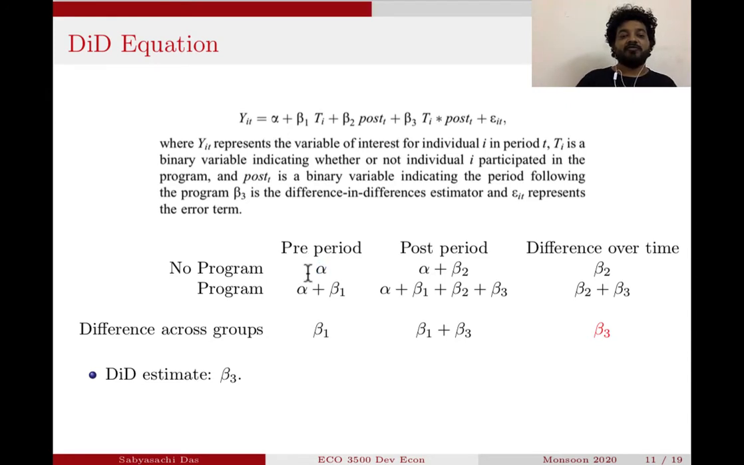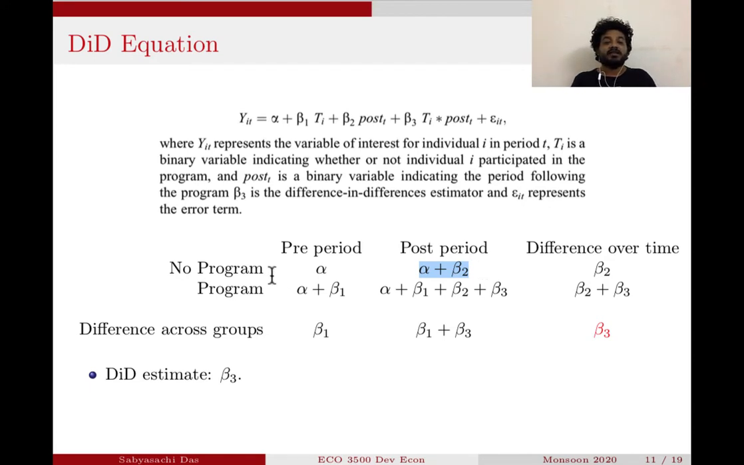So alpha is the value of your outcome variable, which is, say, in this case, savings, for the control group. So these are the no program group. So the program is basically, say, the intervention. So bank branch opening or immunization program. So for the no program group, the control group in the pre-period, the average value is alpha. In the post-period, the same group, so TI remains 0, but in the post-period, post becomes 1. So it becomes alpha plus beta 2. There is no beta 3 because TI is still 0. So for the control group in the post period, the value becomes alpha plus beta 2.